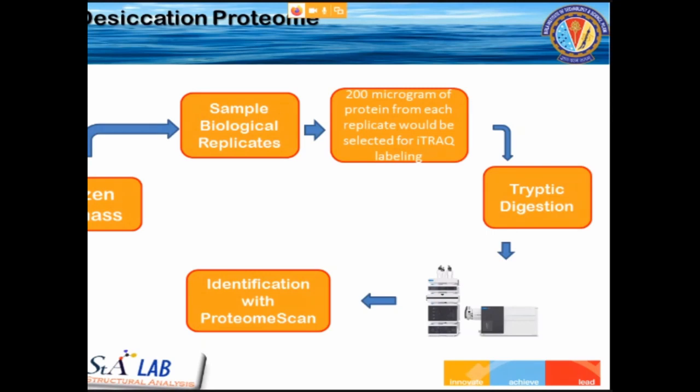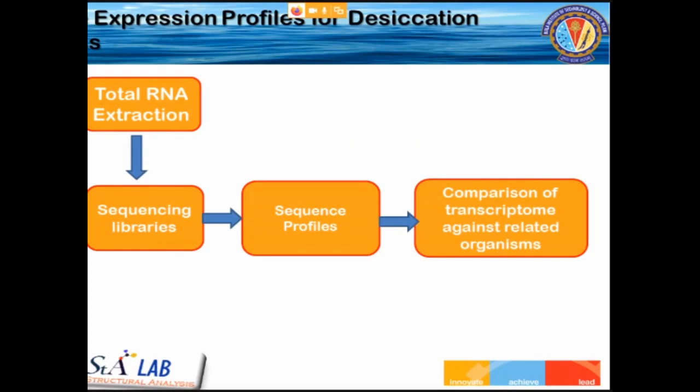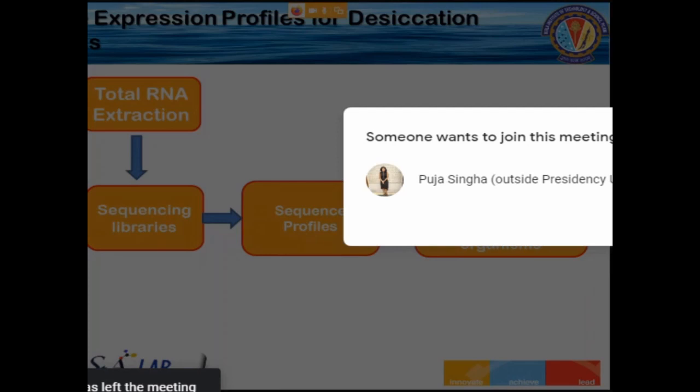Now, with these things, what we are trying to do is look into the overexpression or the suppression of expression of different proteins which would be involved in withstanding the desiccation stress. Not only that, we also have plans to look into the gene expression profiles of these oysters during this desiccation stress.